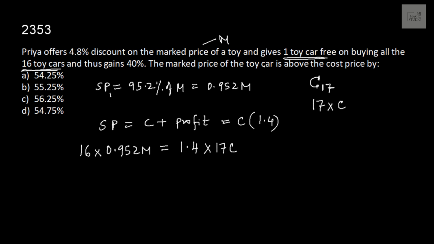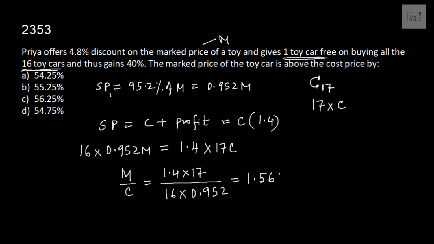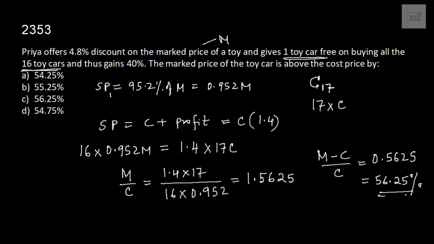The marked price of the toy car is above the cost price by, that means we are looking out for M by C. M by C would be 1.4 into 17 divided by 16 into 0.952, and that comes to 1.5625. How much is the marked price more than the cost price, on the cost price? It is 0.5625. In percentages, it is 56.25%. Answer features in option C.